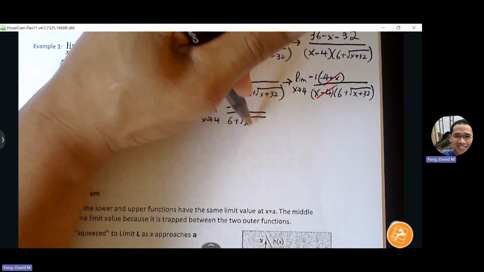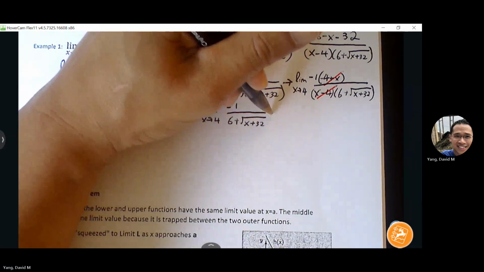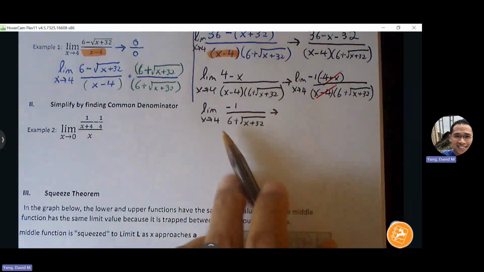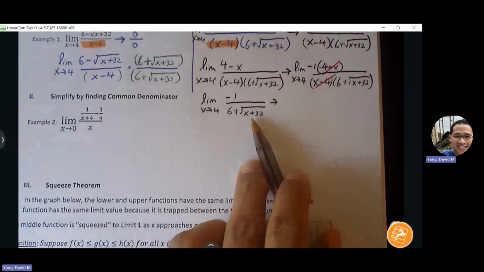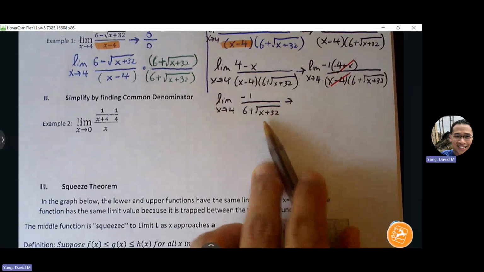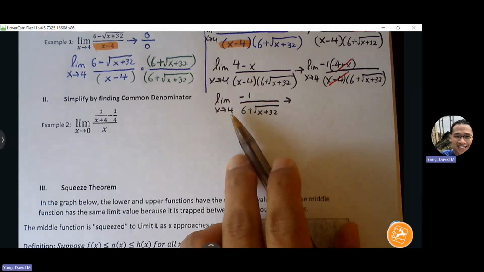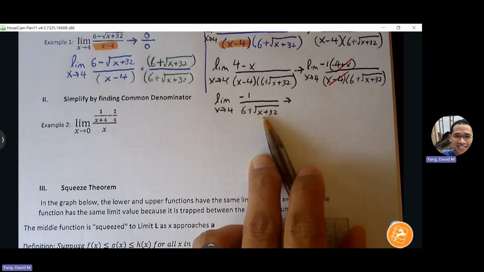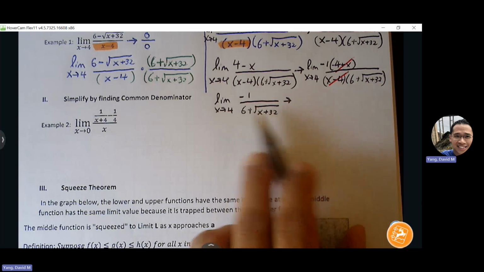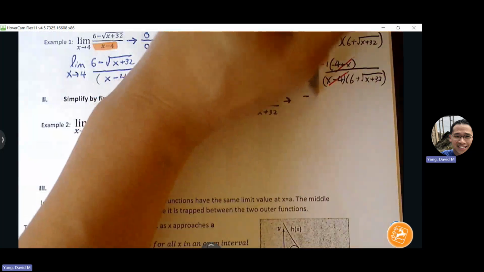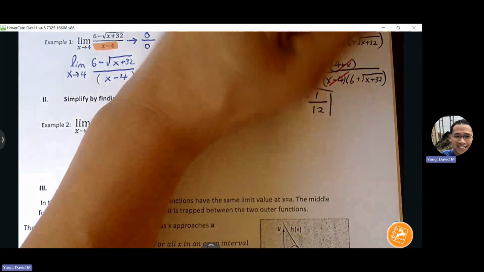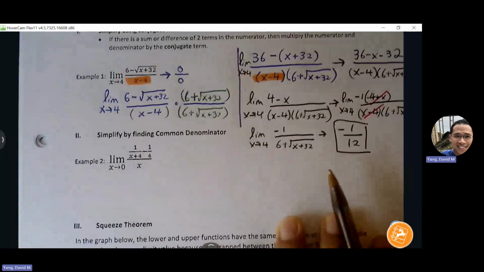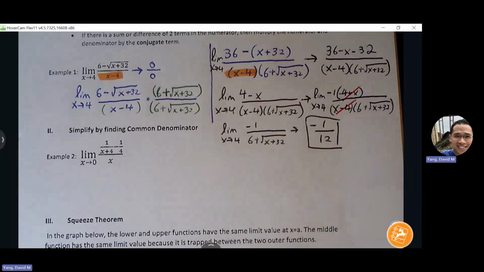And we should be left with a real number here. So we go ahead and replace all the x's. Well, there's only one x here. Replace all the x's with our 4 here. And so 4 plus 32 is 36. Root 36 is 6, and then 6 plus 6 is 12. So that -1 stays. So -1 over 12 is a real number. This is our limit.